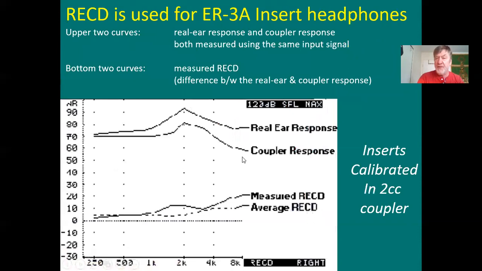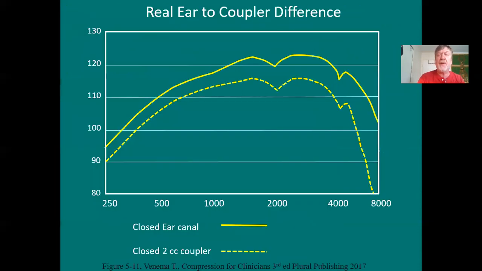Okay, this is how we find out. So mainly we are really mainly using average RECDs. But let's not worry too much about that now. But let's look at what real ear to coupler differences are. Make sure we memorize this from previous Zoom sessions. Okay, real ear to coupler difference. You are looking at the dashed line. And the dashed line might be a hearing aid frequency response in a 2cc coupler. And then the same hearing aid in a real ear might be the solid yellow curve.